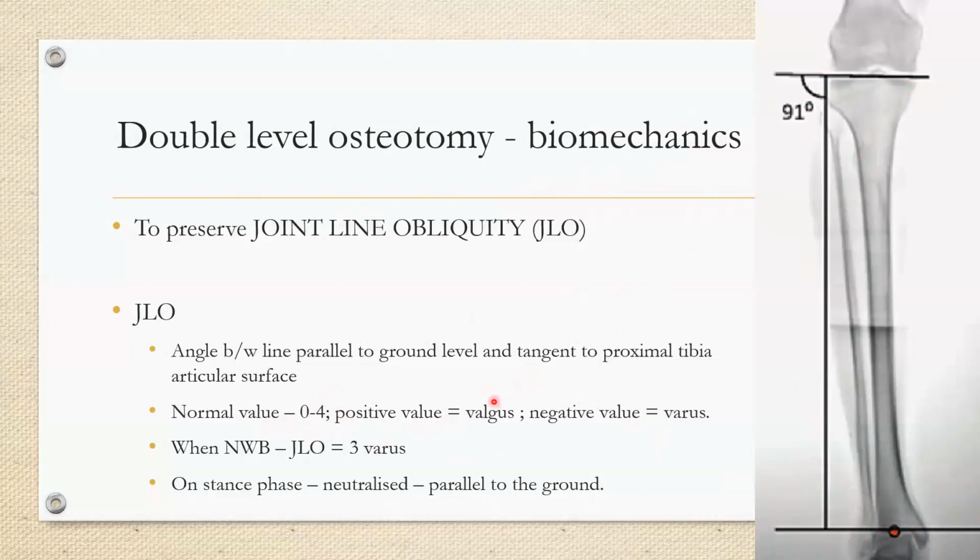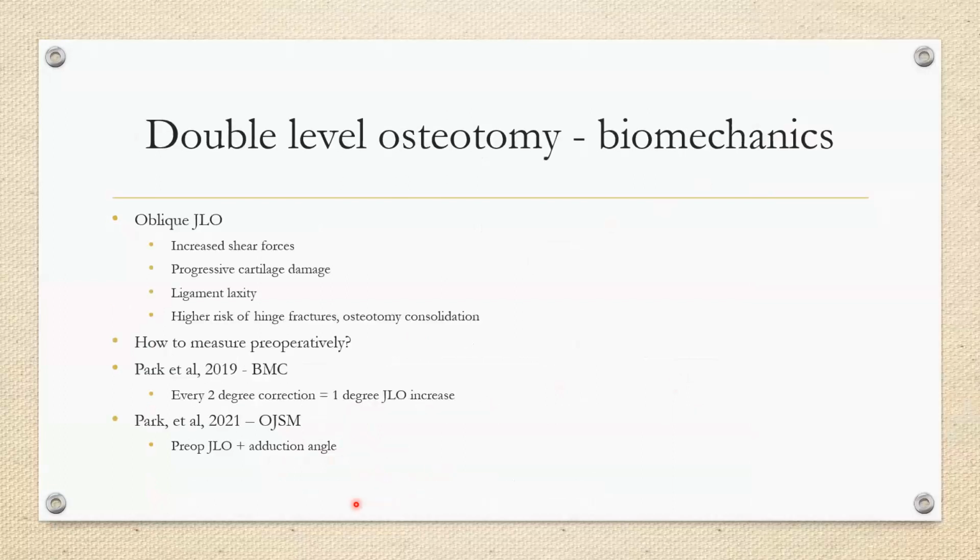A positive value implies a valgus deformity in the knee, and a negative value implies a varus deformity in the knee. When lying supine, non-weight bearing, there is a natural joint line obliquity of 3 degrees varus because of the normal alignment, as the hips are widely spaced compared to the ankles. However, when the joint is loaded, particularly in the stance phase, the joint line obliquity is neutralized and comes to lie parallel to the ground.